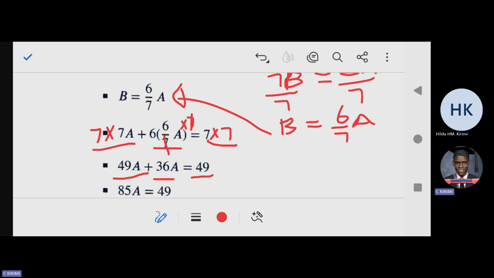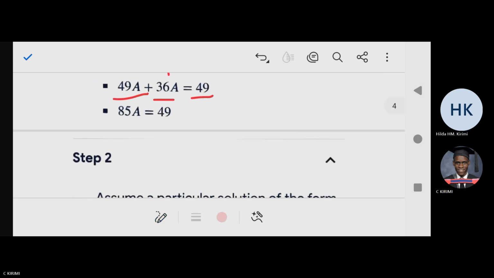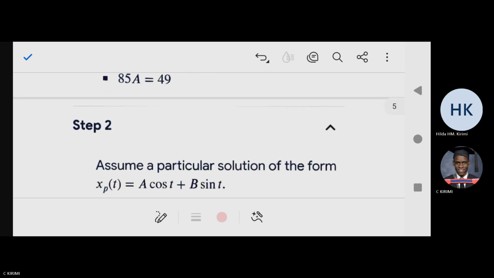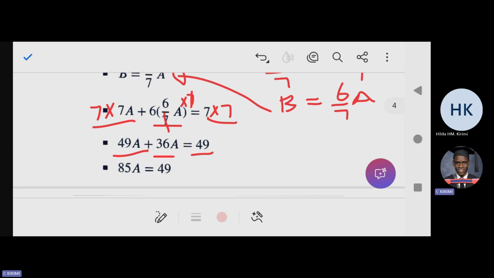What is 85a equals to? 49. Therefore, you divide both sides by what? By 85. Divide both sides by 85. So if you want to find the value of a, it will be 49 over 85. So here our a is equal to 49 over what? Over 85.